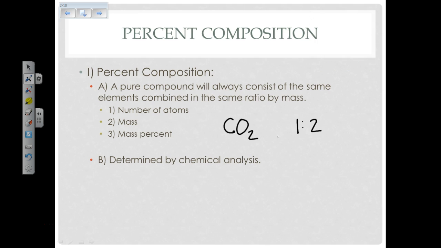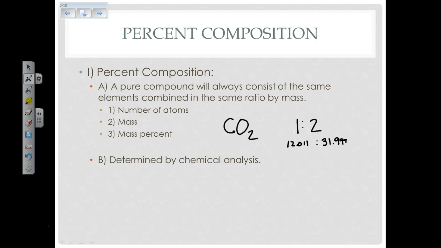So if we assume 1 mole, which we don't have to, but if we do for this example, we'll notice that the ratio is going to be 12.011, which is the molar mass of carbon, to a ratio of 31.999, which is the molar mass of oxygen times 2.